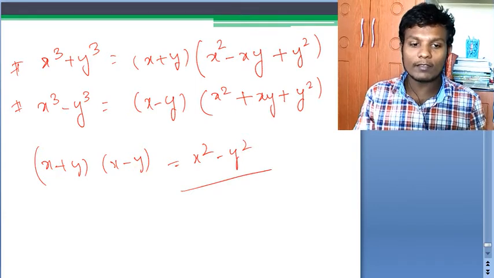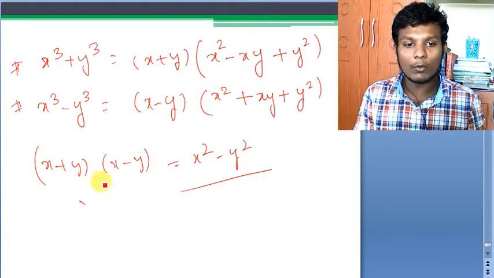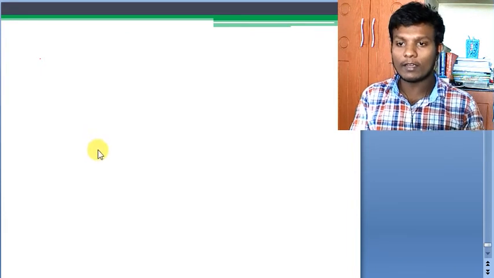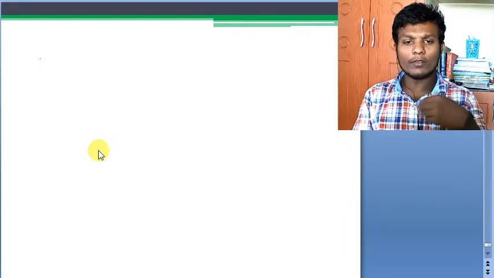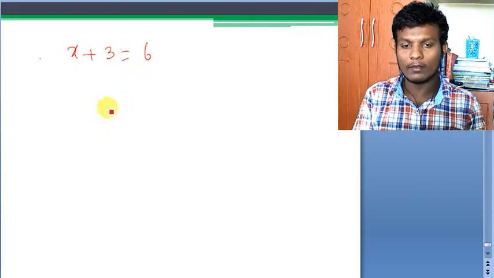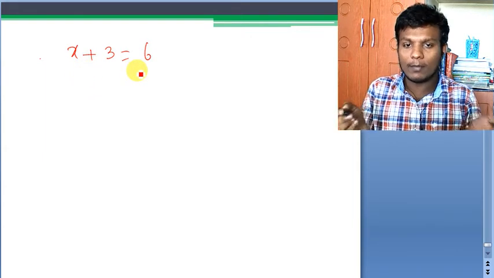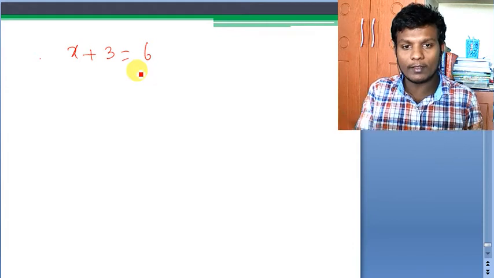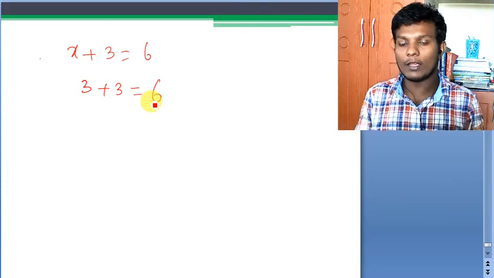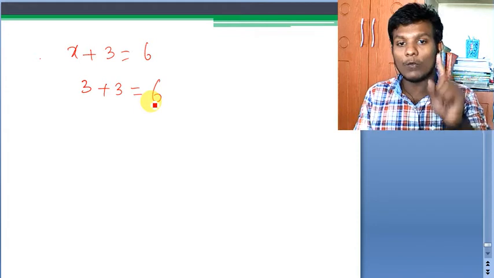We have discussed everything, but my question is, do we really know much about these? What are these algebraic identities? Let us understand what an algebraic identity is. Suppose in math I write x plus 3 is equal to 6. When I keep some value for x, the LHS and RHS become equal. What is that value? If I keep x equal to 3, then 3 plus 3 is going to become 6, both are equal. This equation is satisfied for only one value.